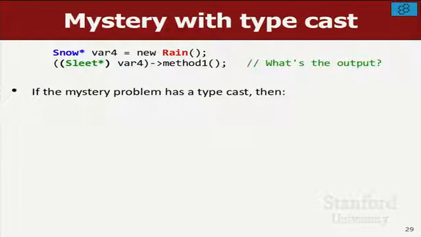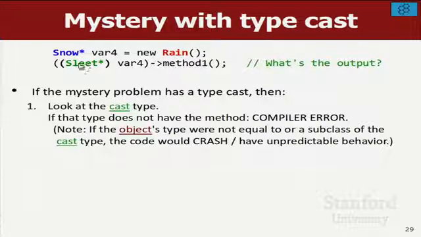That's the difference. So if I say snow points to rain and call method 1, we can still follow a set of steps to solve this. It's just we have to add a step. Here's the process. Step 1, look at the type that you're casting it into. If that type has the method you're trying to call, then it will compile. So that's a start. If that type that we're casting it into still doesn't have that method, which could happen, then it still does not compile. Okay? So that's step 1. If it compiles, let's keep going.